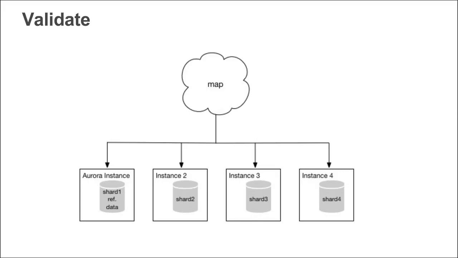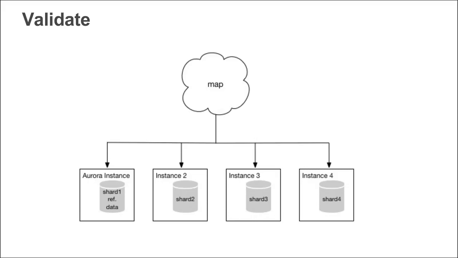DMS will continue moving transactions from shard 2 to your Aurora instance to keep the two in sync until you're ready to use your Aurora instance instead of shard 2. When you're ready to flip between shard 2 and your Aurora instance, you simply stop taking transactions in shard 2, let DMS apply the final few transactions to your Aurora instance, update your map to direct traffic that was previously meant for shard 2 to your Aurora instance, and then you're done.